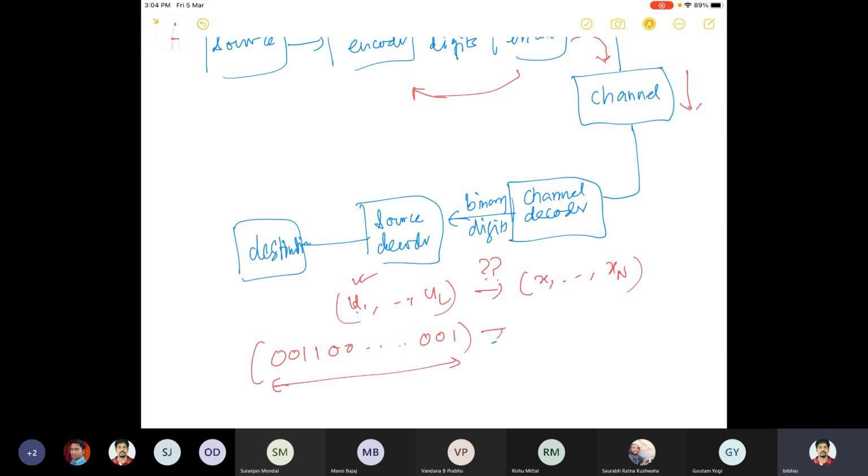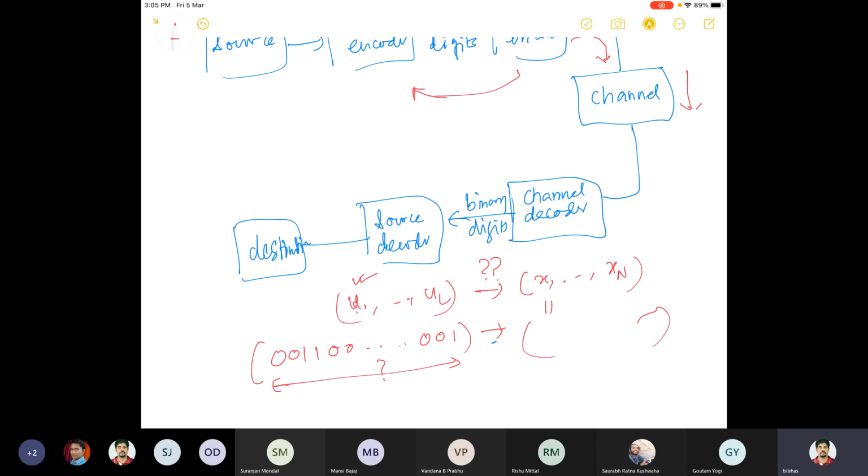Now we are passing through this. The question will be, how do I design x1, x2, xn corresponding to this? This part is independent of the conclusion of the theorem. So our motivation is, can I develop a mechanism from U1, U2, UL to x1, x2, xn such that I can achieve that the source entropy is less than the channel capacity? That's the goal here.